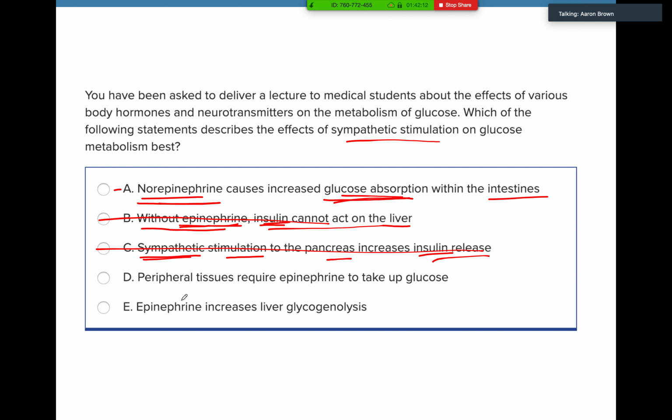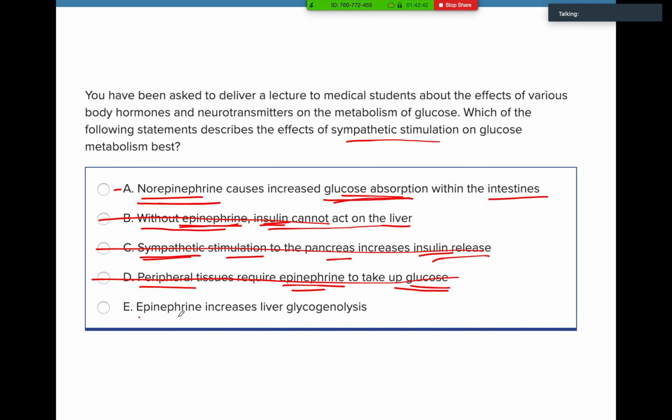Excellent. Peripheral tissues require epinephrine to take up glucose. So this is an interesting thing, but I think we know enough about diabetes and the endocrine system, without even doing a lecture, to know that epinephrine is not the hormone that causes cells to take up glucose. No. Insulin is the hormone that causes cells to take up glucose. So we know this is wrong as well.